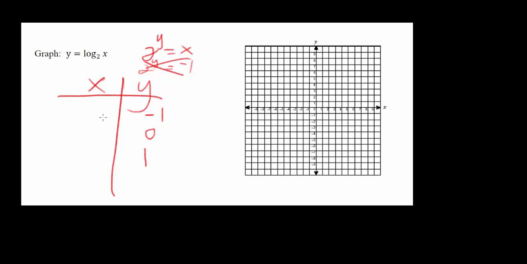So if I say 2 to the -1 power, that's a half. If I say 2 to the 0 power, that's 1. If I say 2 to the first power, that's 2. Okay, let me get a couple more so that we get a clearer picture. Let's say 2 and 3. If I say 2 squared, that's 4. And if I say 2 cubed, that's 8. That should give us plenty of points.